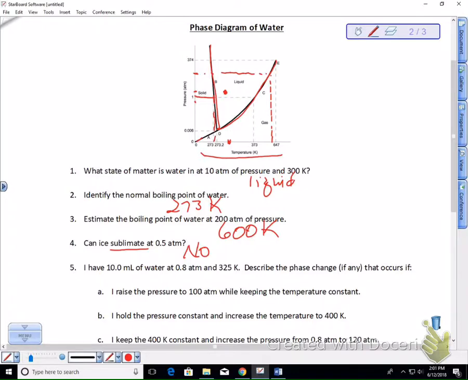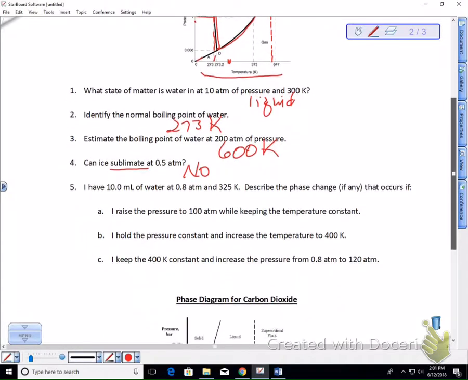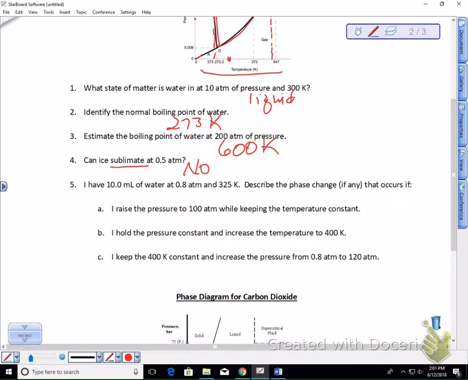Because the temperature would require us to go beyond absolute 0, so it can't happen. Let's scroll up a little bit. Number 5. I have 10 mils of water at 0.8 atmospheres and 325 Kelvin. Describe the phase change, if any, that occurs if.